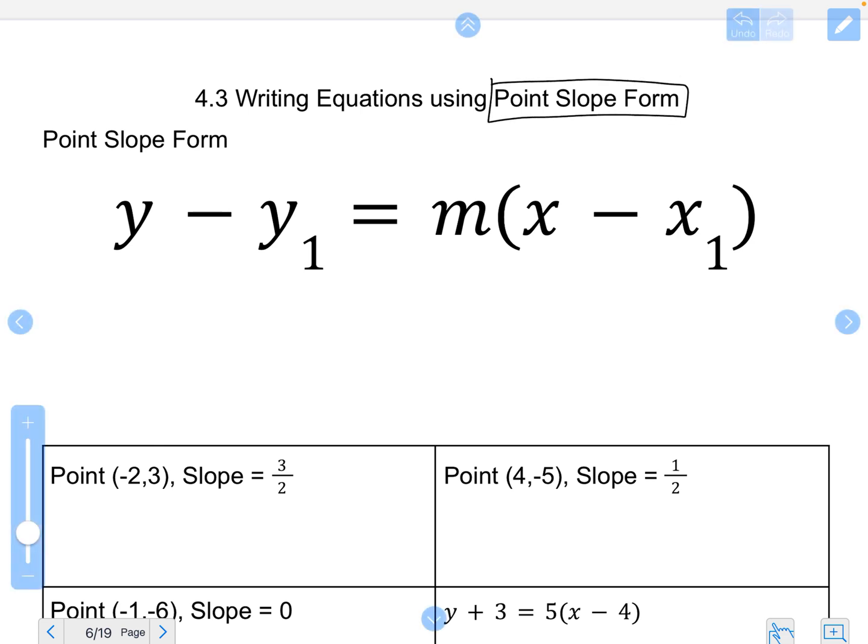Today we're going to talk about a new form of a line, which is our point-slope form. And we call it point-slope because they give us a point and the slope. And if they give us a point and a slope, then we can graph it. And if we can graph it, then we're good to go.